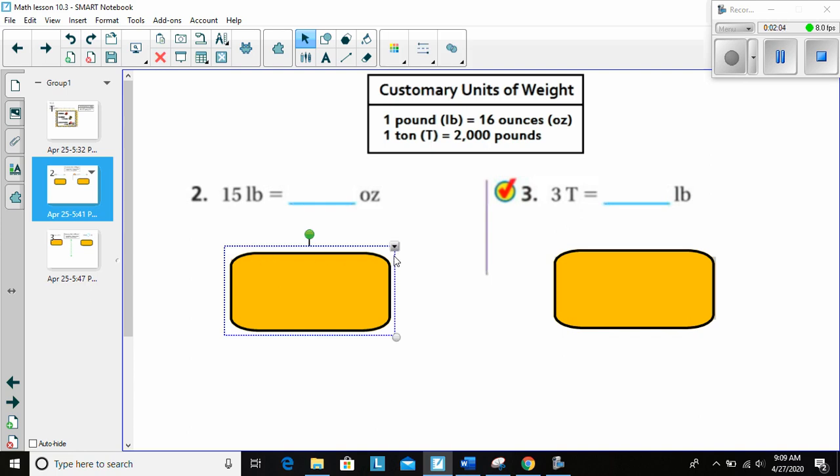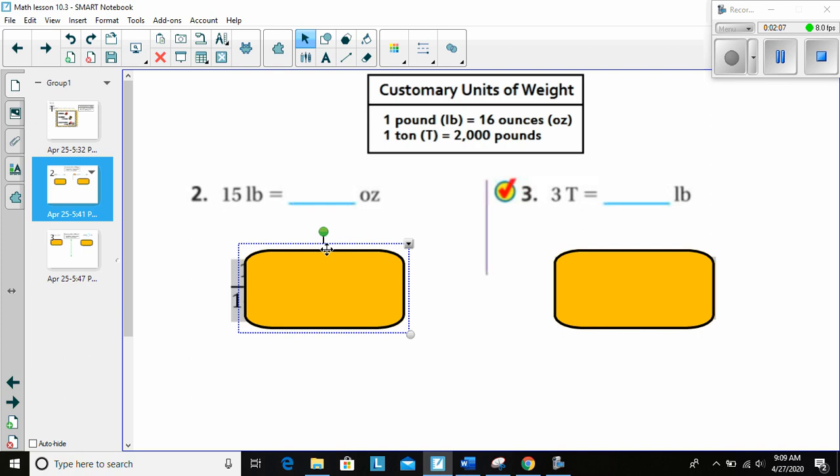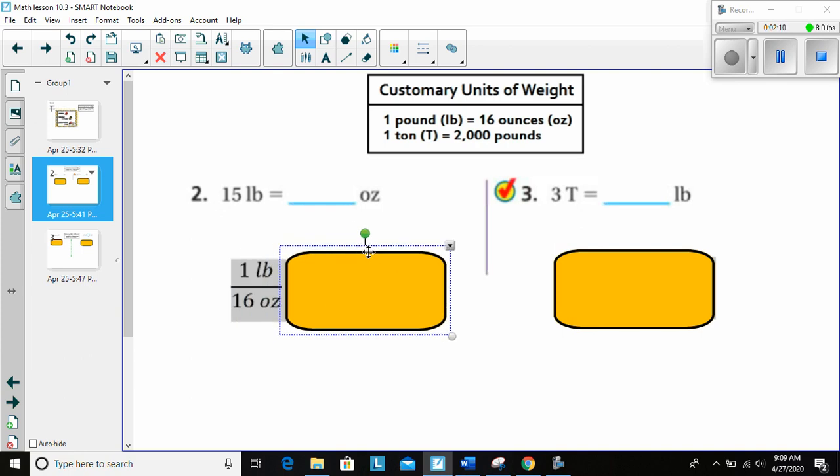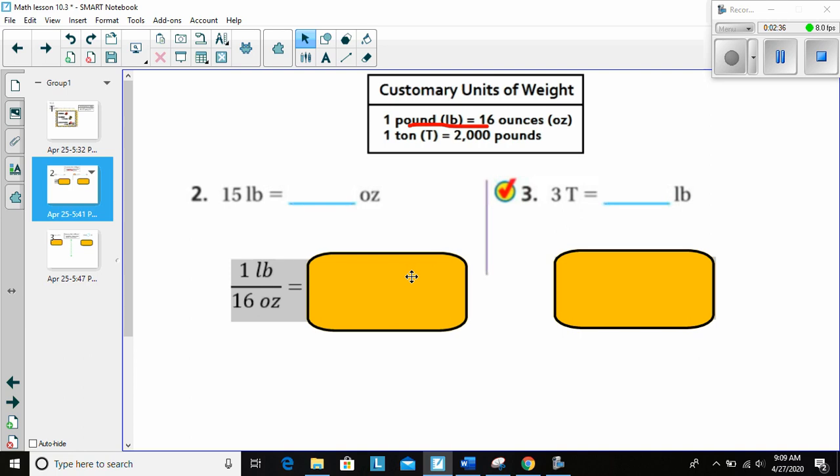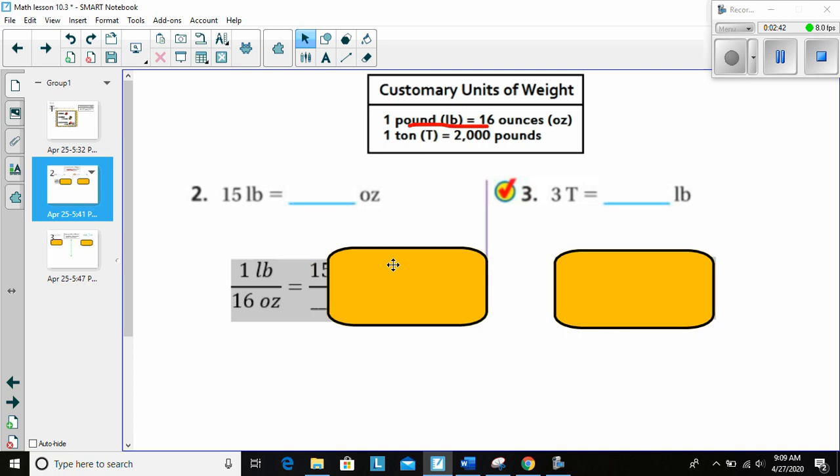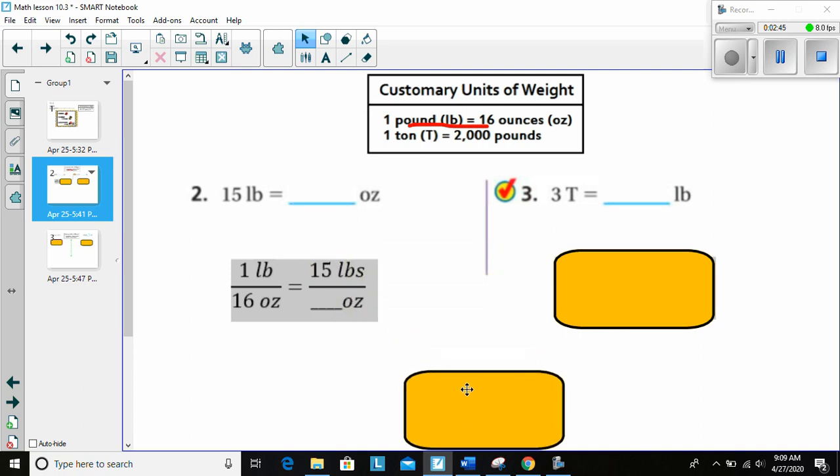All right, so first, to do the equivalent fractions, we need to set up a fraction using the fact from the table. So here's my first one right here. Since I'm going from pounds to ounces, I'm going to use this 1 pound 16 ounce fact. Okay, and so there's my first fraction for my equivalent fraction strategy, 1 pound over 16 ounces. And then I'm going to set it equal to this problem. So I want 15 pounds over blank ounces for the other fraction.